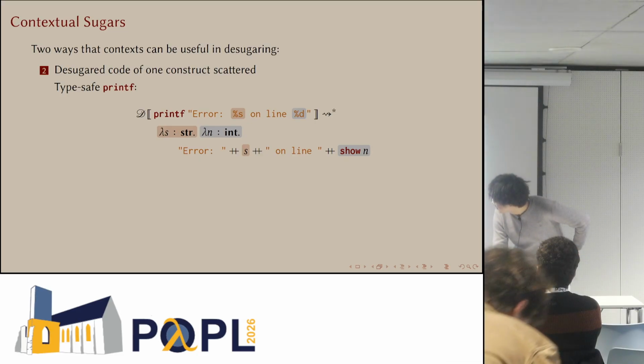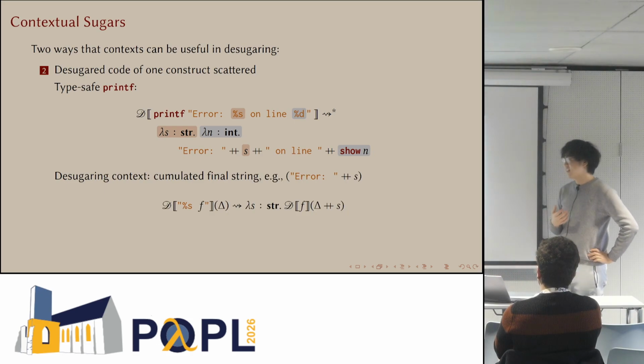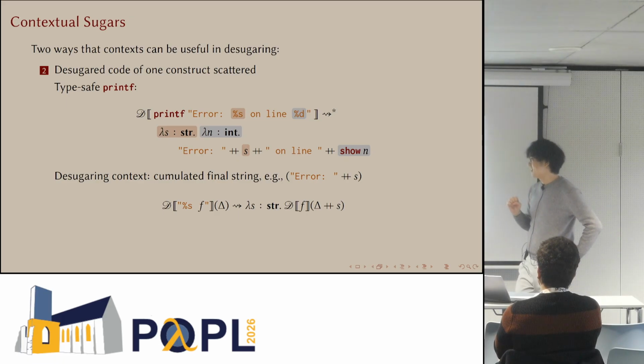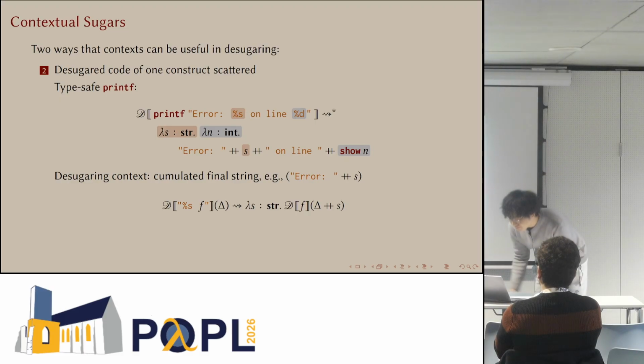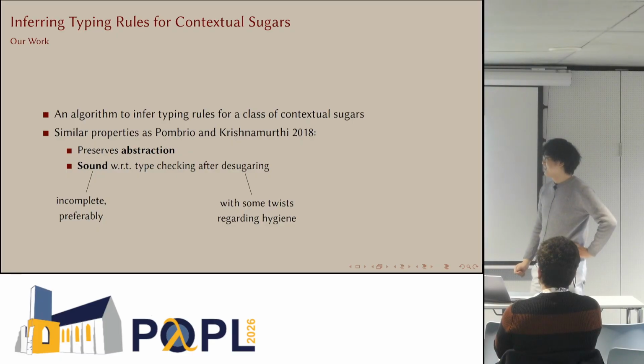I won't go into the details of this example, but the idea is that we can use a desugaring context to accumulate the final string. So the percent S, we see it as a sugar, and then it first takes a string, desugars the left part that takes an argument, and appends the string to the accumulator. Okay, so our work does this.